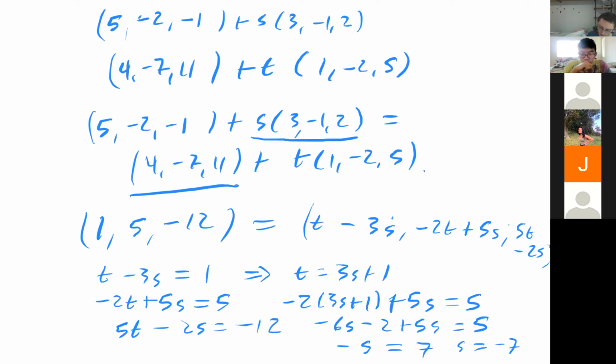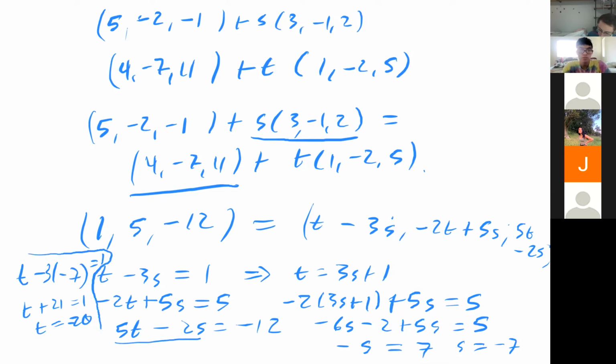And then let's solve for t now. So we have t minus 3 times minus 7 is equal to 1. And so that gives us t plus 21 equals 1. And we should get t is equal to minus 20. All right, sorry about the writing, it's getting a little cramped here. And now we just have to check that this satisfies our last equation. And I guess I'm actually a little bit doubtful.